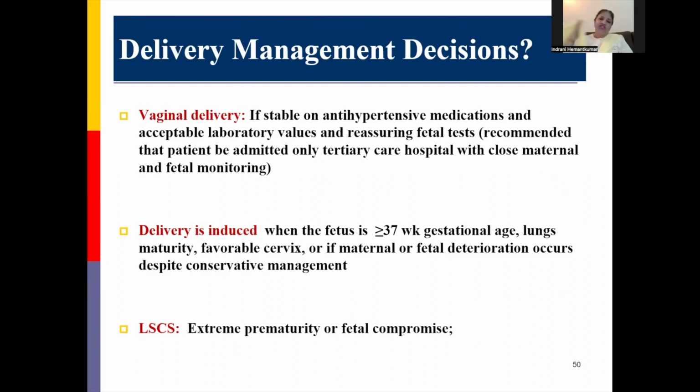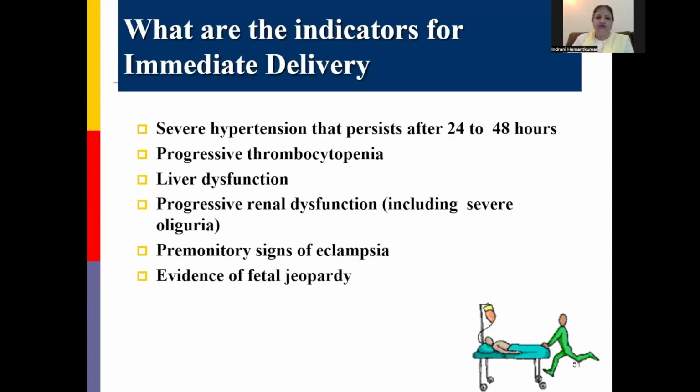So you can think of vaginal delivery if the patient is stable on all these antihypertensive medications, the laboratory values are okay, and there are reassuring fetal tests. Remember, it's always better to have this patient shifted to a tertiary care hospital where you can do close monitoring. Delivery is induced when the fetus is more than 37 weeks of gestation and there's lung maturity, there is a favorable cervix, or if maternal or fetal deterioration occurs despite conservative management. If there is extreme prematurity or fetal compromise, immediately go for a cesarean section.